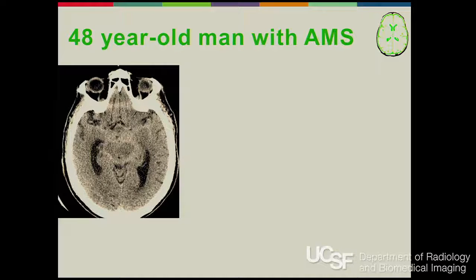This one's not so much of a mimic. This is a patient who was altered, immunosuppressed, and has this very high-density collection throughout the basal cisterns. Looks like the ventricles are a little dilated.